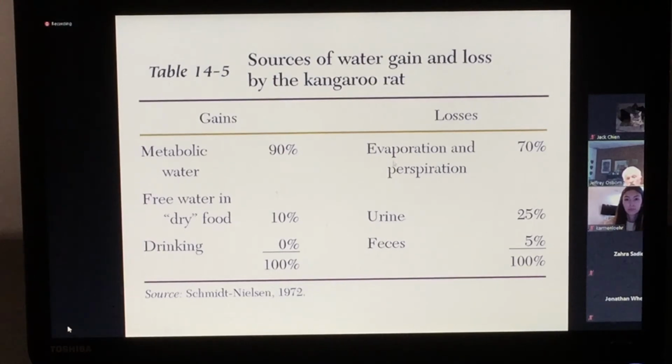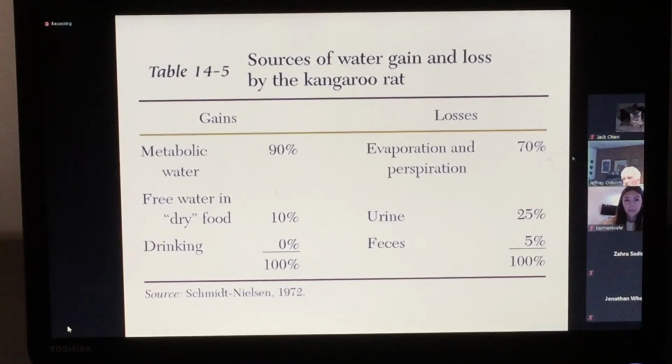Now they lose about 70% of their water through evaporation and perspiration. And we're going to talk about how we lose a lot of water from our lungs and evaporation every single day. We as humans, we lose, thank you for hydrating yourself, Lindsay.